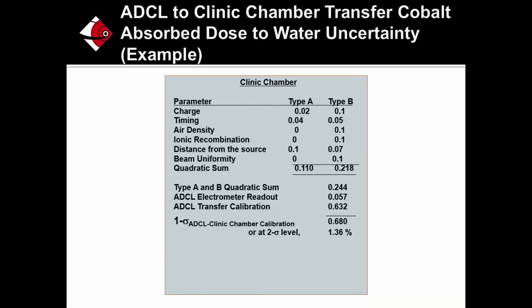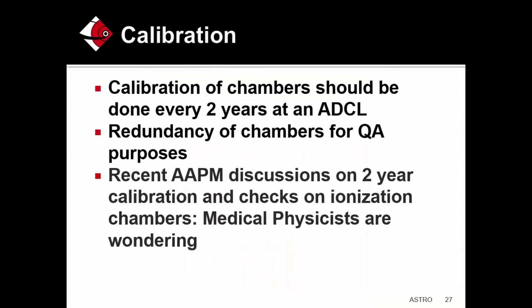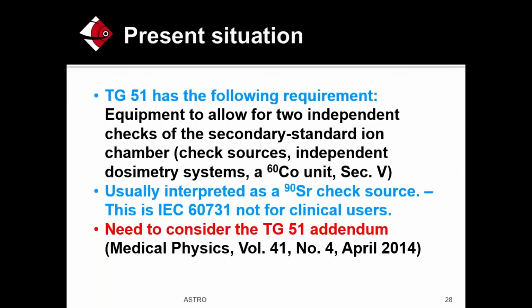If you notice on the certificate for your chamber, it's usually 1.4%. So calibrate the chamber every 2 years at an ADCL. Redundancy of chambers for QA purposes. In other words, make sure that your chamber is maintaining the QA, and recent discussions on 2-year calibration of ionization chambers. So you're wondering, how do we go about doing this? Well, the present situation, TG-51 says equipment is to allow for 2 independent checks of a secondary standard ion chamber. Check sources, independent dosimetry, a cobalt unit, etc. This is section 5 of TG-51.